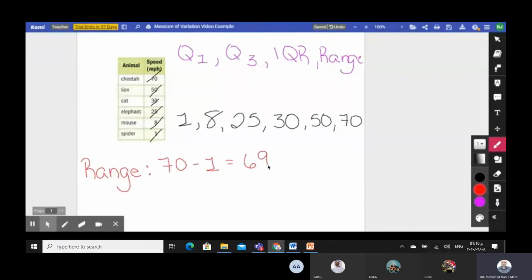Now let's talk about Q1, Q3, and IQR. The very first thing that you have to do is find the median of these values. Even though median is technically a measure of center, we need the median in order to find the measures of variation. So I'll say that one more time. Even though the median is a measure of center, we have to use it in order to find our measures of variation. So let's go ahead and find our median.